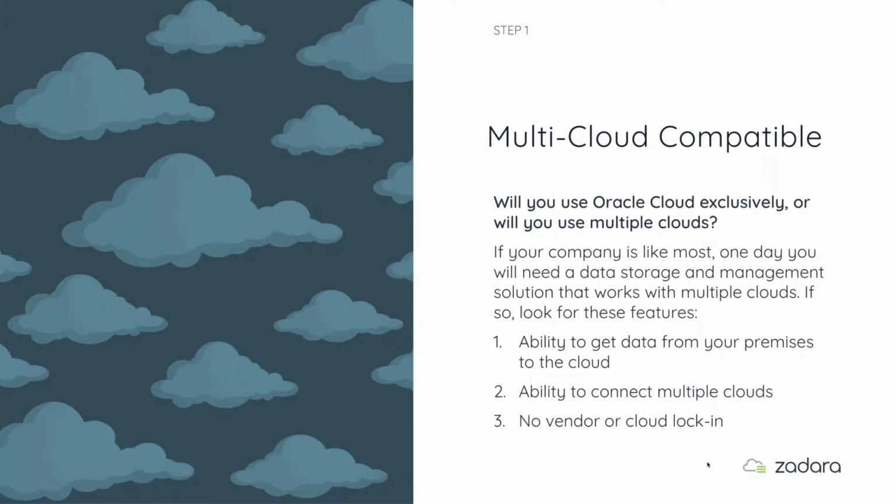And so if your company is like most, if not today, then certainly one day you're going to need to look around and see if you can find a data storage and management solution that can work across multiple clouds, and that may mean multiple public clouds, like Noah mentioned, and it certainly means some ability to work with your on-premises workloads and some mix of clouds. And so some of the attributes that we recommend you keep in mind is not only the ability to move data and connect multiple clouds, but be on the lookout for vendor or cloud lock-in.